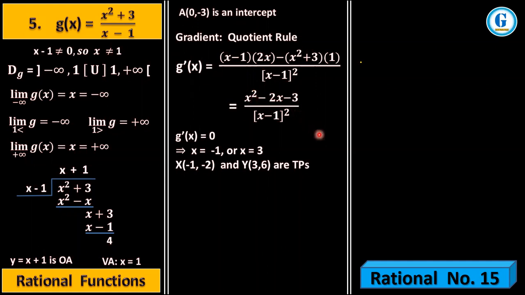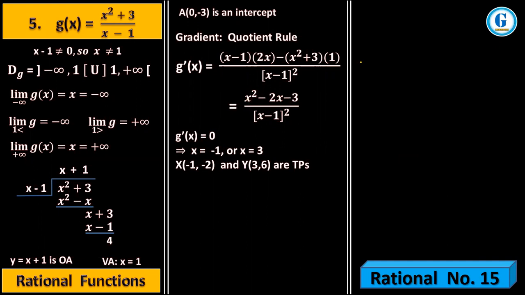Now here we have to equate g prime of x to 0 to solve for x. So g prime of x equals 0 implies that we are going to have x squared minus 2x minus 3 equals 0. And when you solve for x using the quadratic formula or factorization, you're going to have x equals minus 1 or x equals 3.